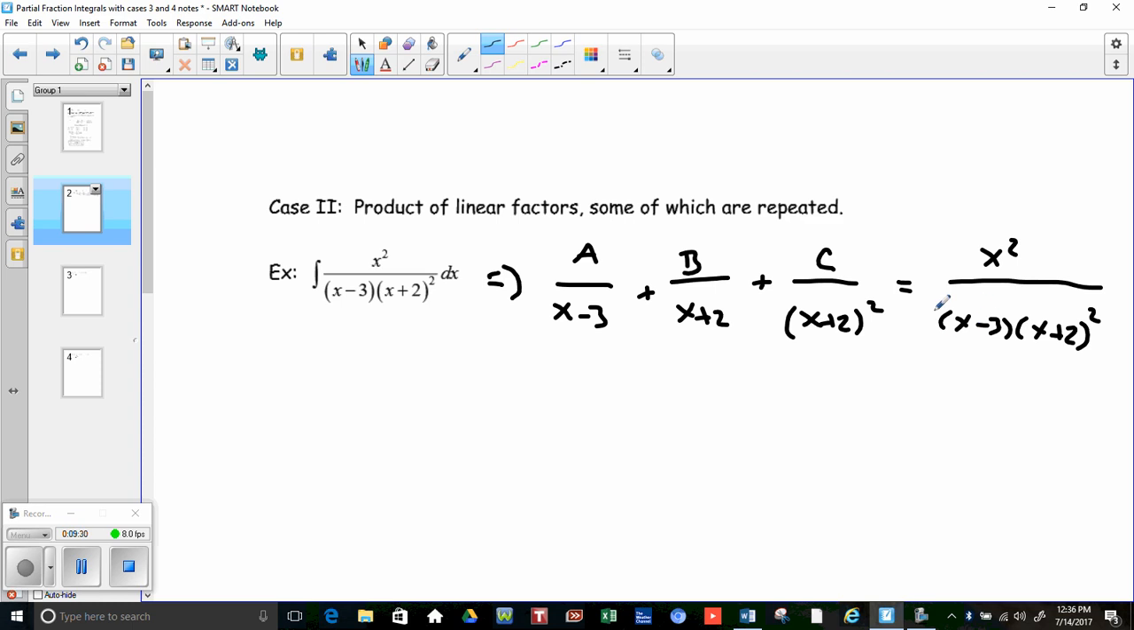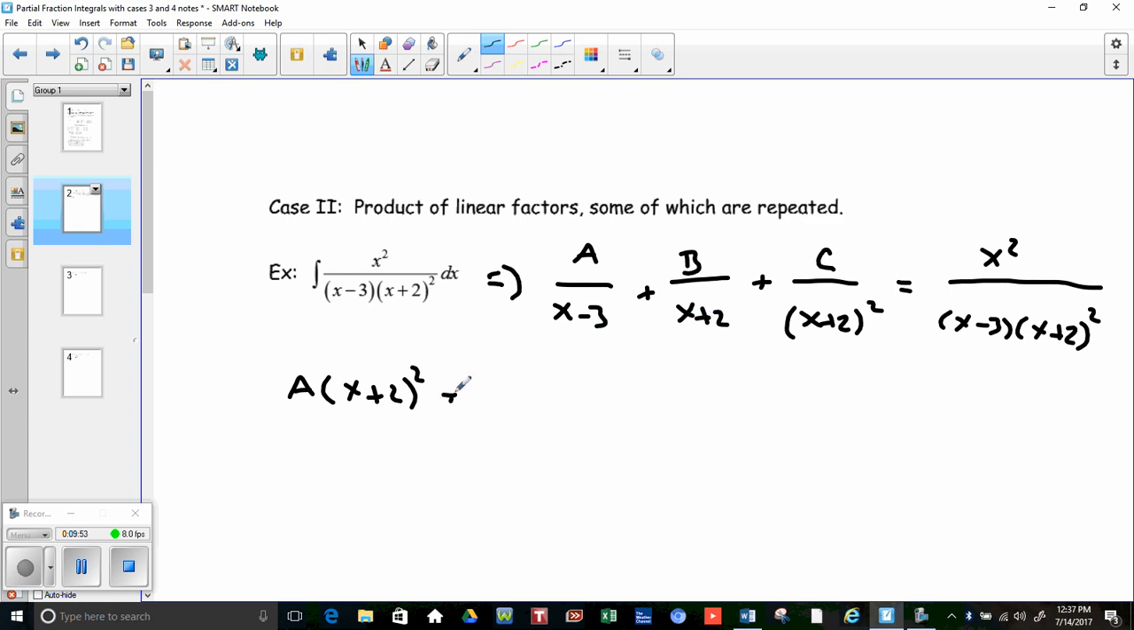So again, the idea is to multiply both sides by this entire common denominator, and when you do, you'll see that certain things cancel out. The x minus 3's would go away here, so the A will get multiplied by x plus 2 squared. It's missing both of the x plus 2's. The B already has an x plus 2. It's missing an x minus 3 and another x plus 2.